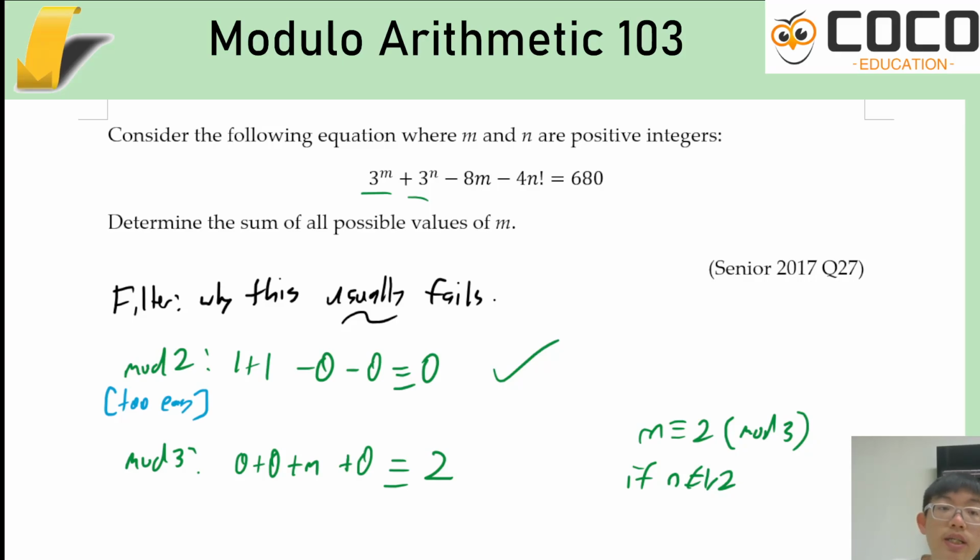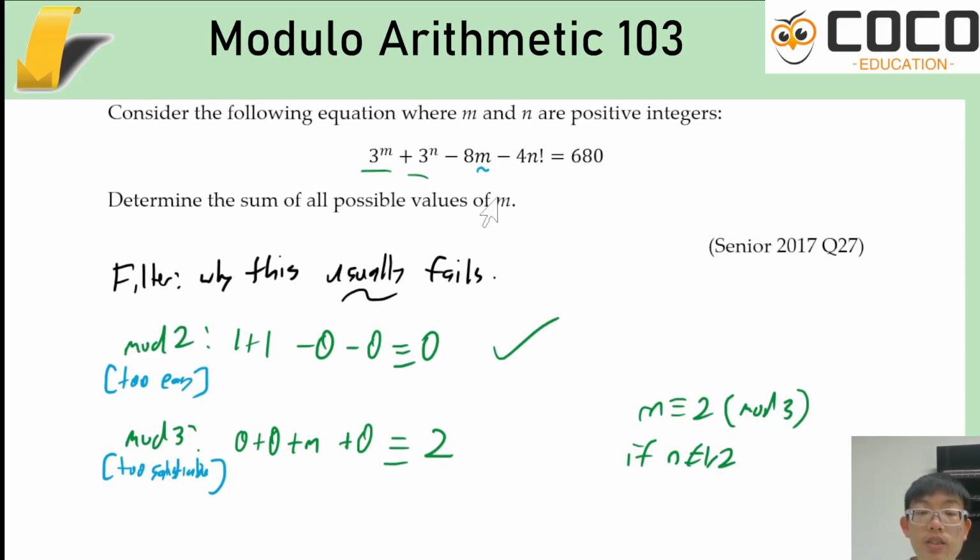So mod 2 is too easy because it doesn't really tell me anything. This one is too satisfiable. Now, by too satisfiable, it's because this m here is very flexible. Because 8m is just 8 times m. I can make m congruent to 0, 1 or 2 mod 3, then 8m will be also 0, 1 or 2 mod 3.